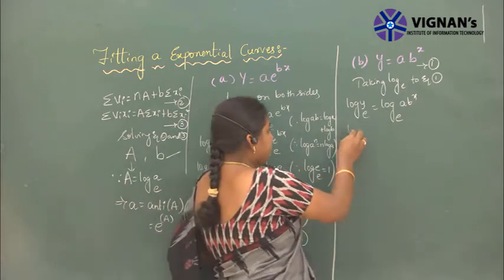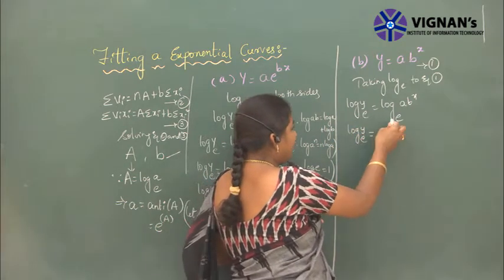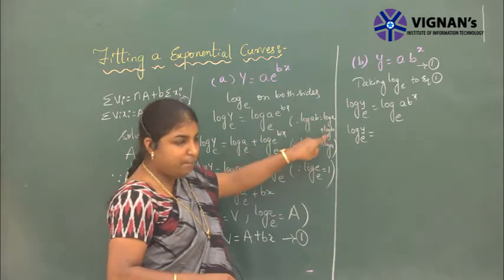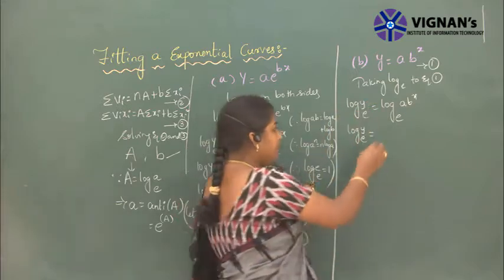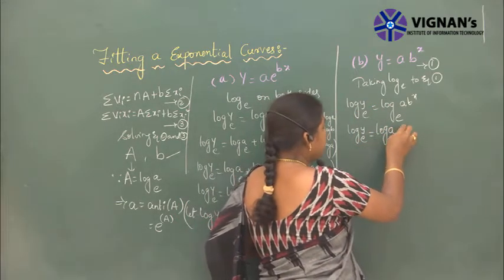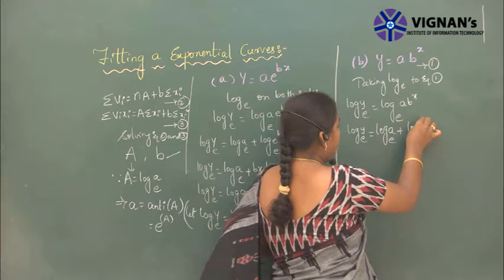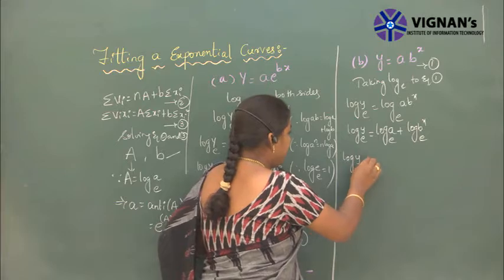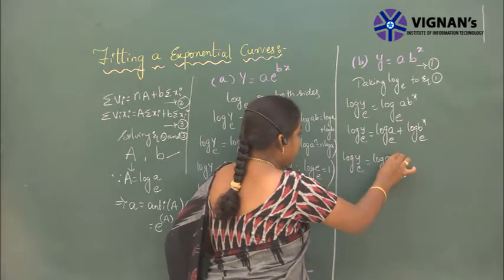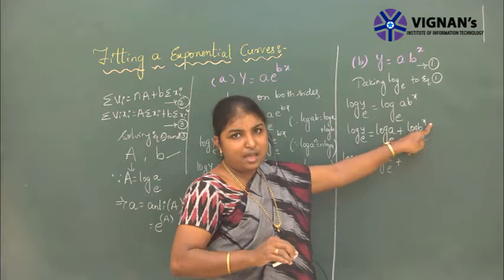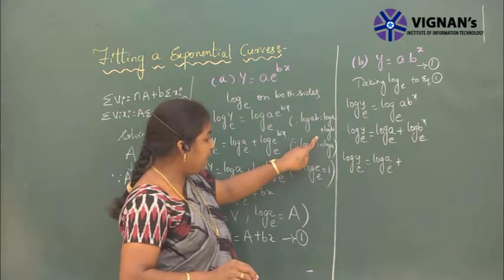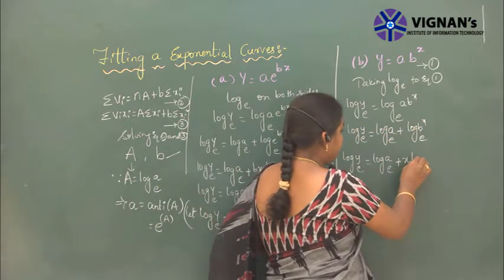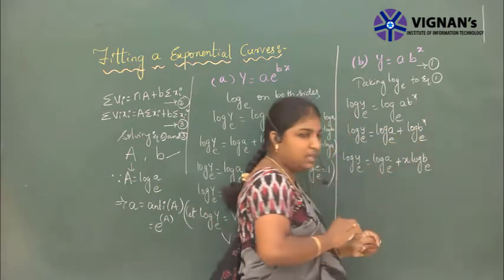Again this can be written as log y base e equal to log a plus log b power x base e. Same thing we apply here: log y base e equal to log a base e plus log of b power x. We know that log a power n can be written as n into log a, so this can be written as x into log b base e.